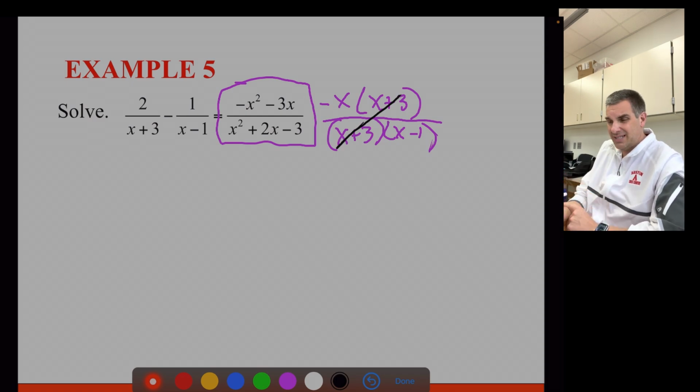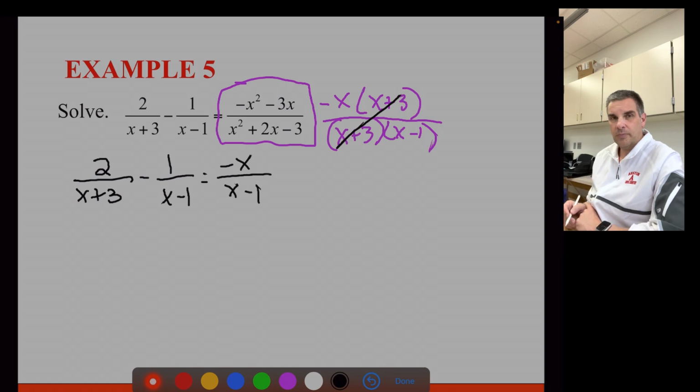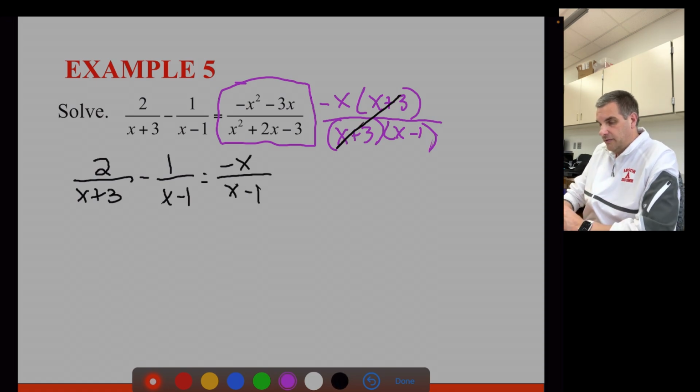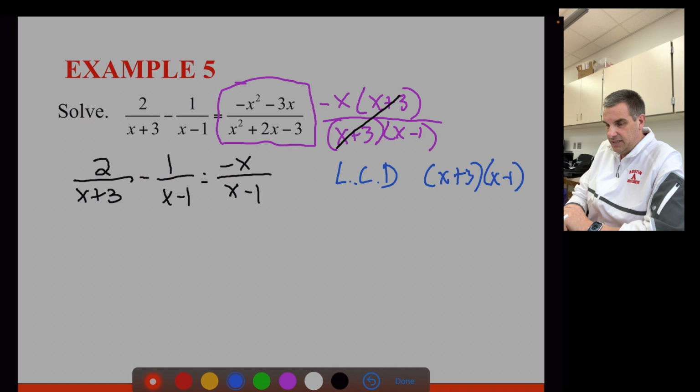So in a sense, the problem we have here is 2 over x plus 3 minus 1 over x minus 1 is equal to negative x over x minus 1. So we're going to find the least common denominator. Make sure everything's factored. It already is, so it's going to be x plus 3 and x minus 1. I don't like how I wrote that. Okay. So that means I need to take x plus 3 times x minus 1 times each of the terms.